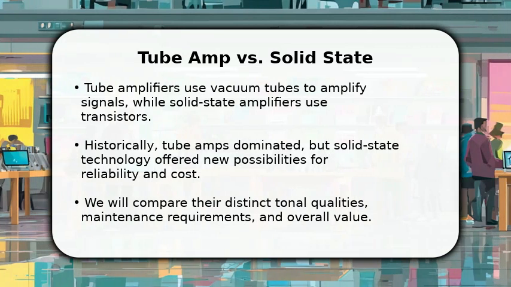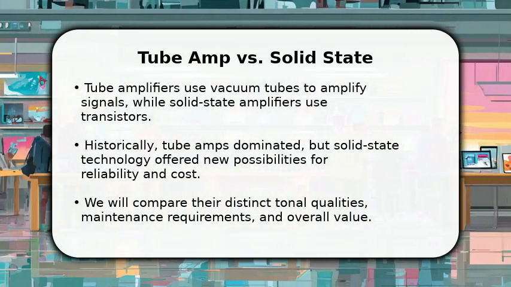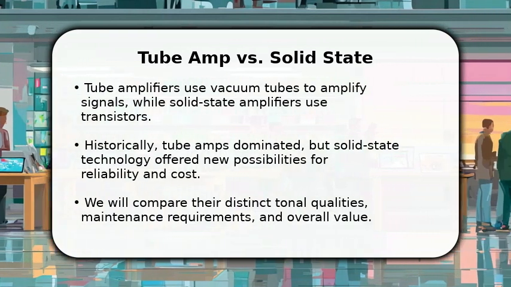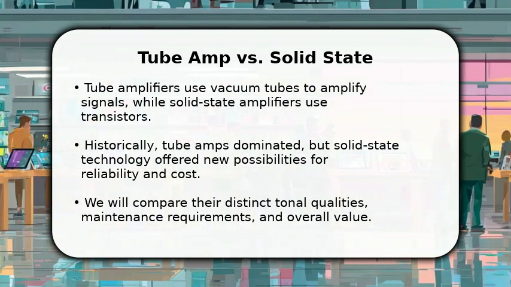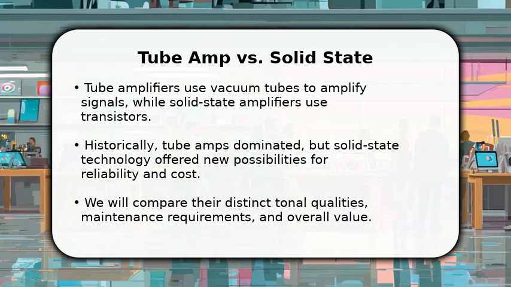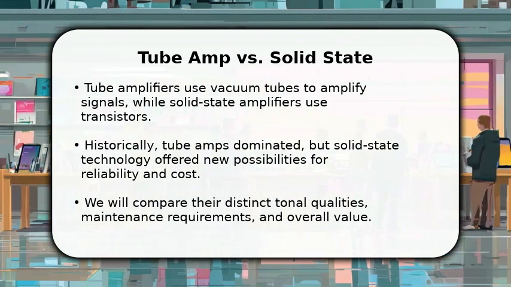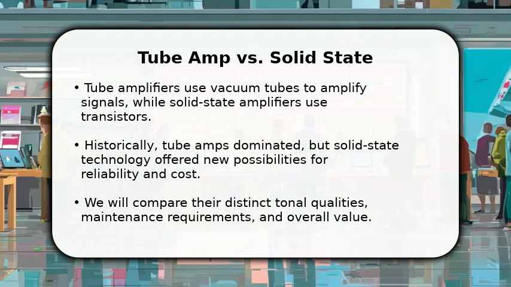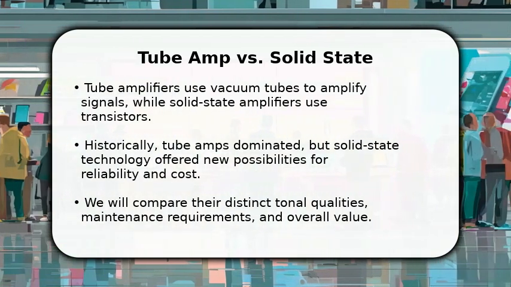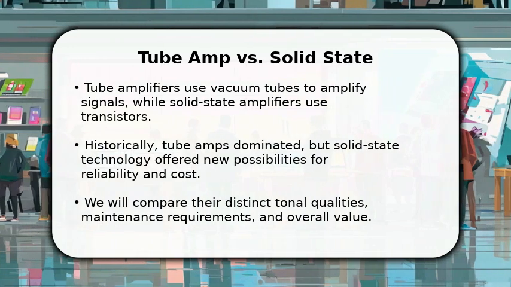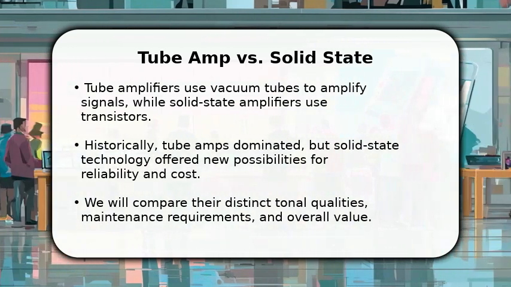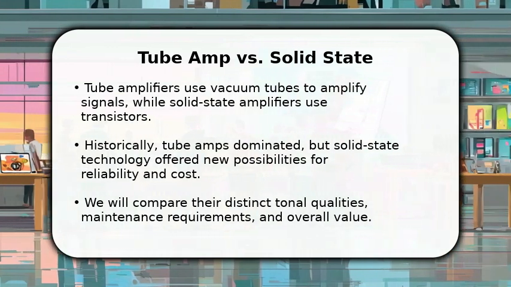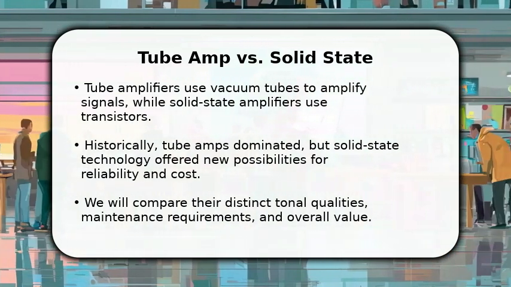In this video, I will compare tube amp versus solid-state amplifier technologies. We'll delve into how each type generates sound, exploring the fundamental differences between vacuum tubes and transistors. Understanding these core distinctions is crucial for appreciating their unique sonic characteristics. We'll then examine their historical evolution and set the stage for a detailed comparison of tone, upkeep, and expense, helping you make an informed decision for your musical journey.